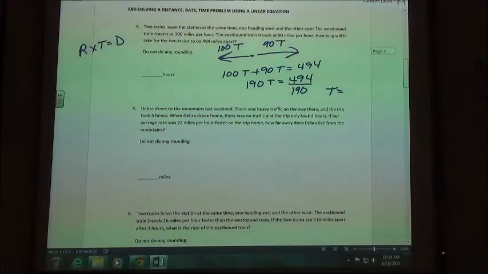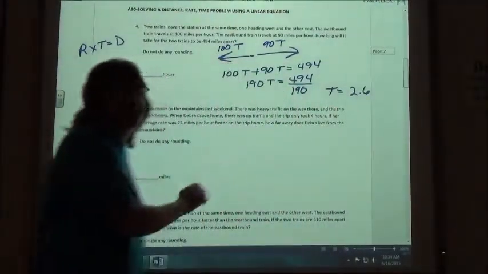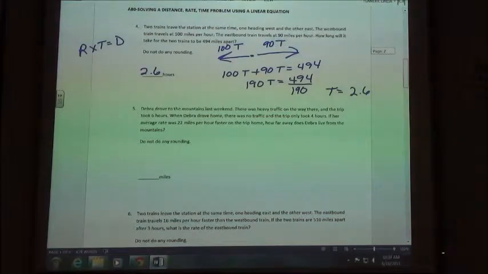And so if you divide that out, you get 2.6. 2.6 hours then is how long it would take them to be 494 miles apart.